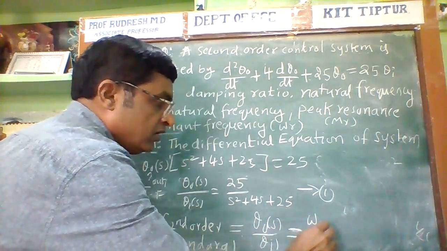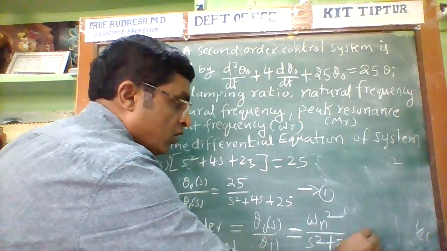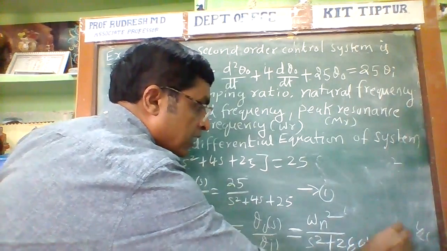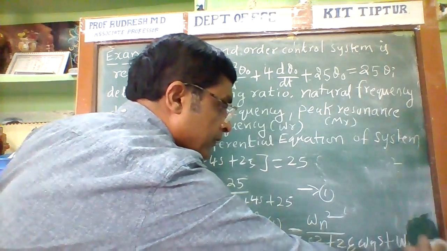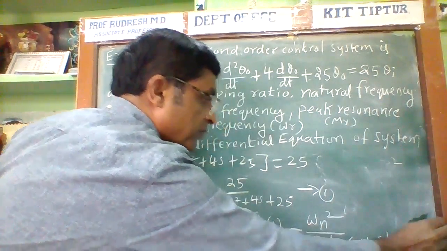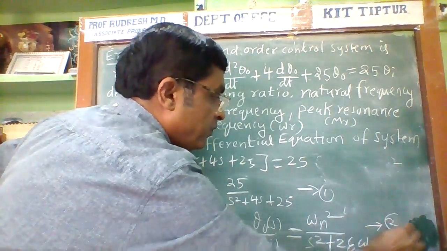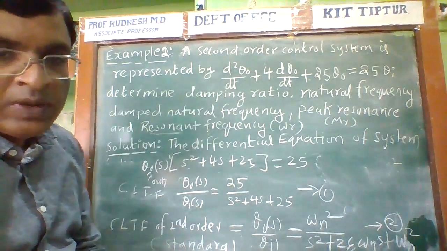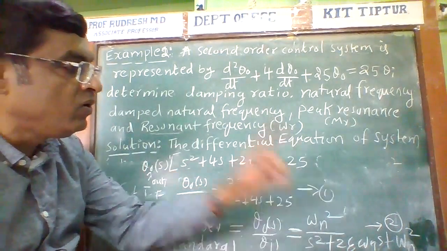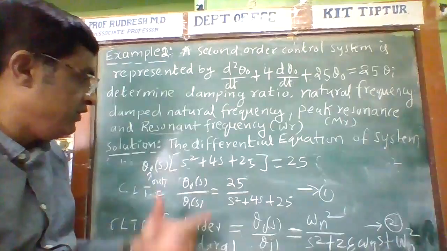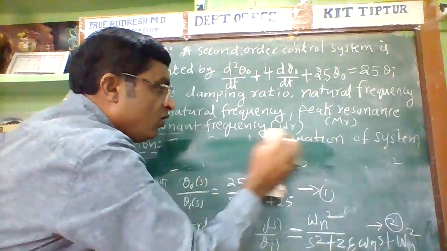The right hand side is omega n square divided by s square plus 2 zeta omega n s plus omega n square. This is equation 2. By comparing equation 1 and 2, we calculate the values.